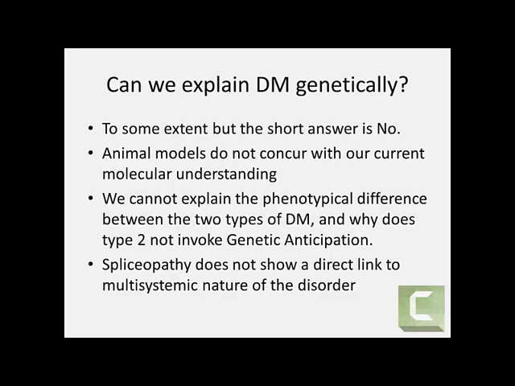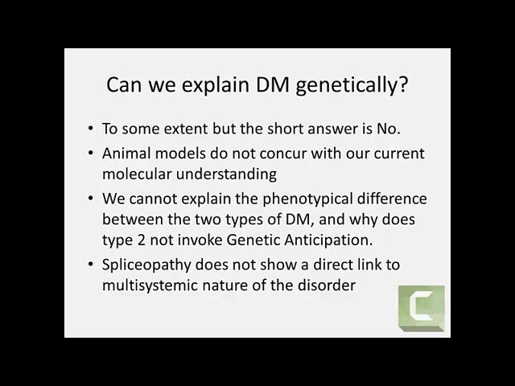So can we explain myotonic dystrophy genetically? Well, to some extent, but the short answer is no. We have animal models that do not concur with the current molecular understanding. We cannot explain the different phenotypes between the two types of myotonic dystrophy, and why does type 2 not invoke genetic anticipation? Spliceopathy does not show a direct link to the multisystemic nature of the disorder, thus indicating there are other mechanisms involved in myotonic dystrophies, such as the use of microRNA.